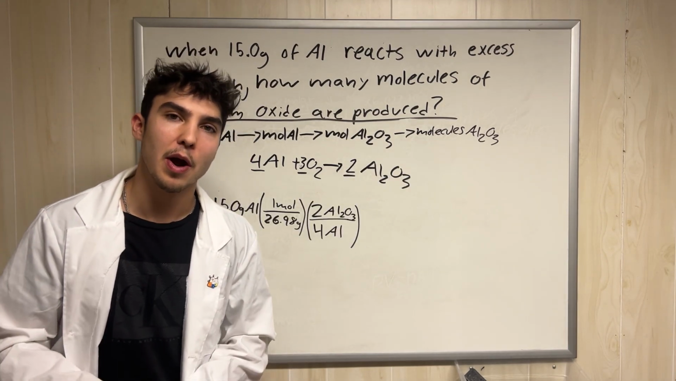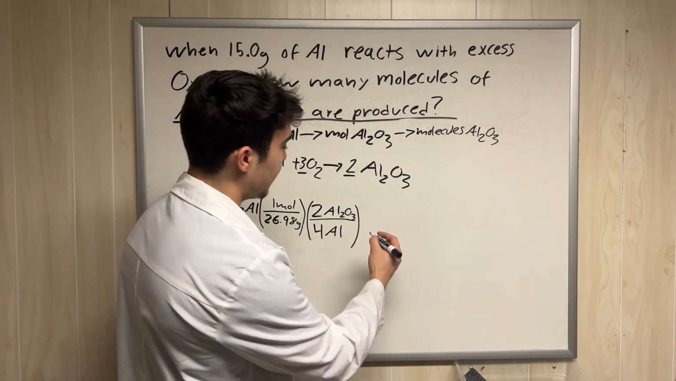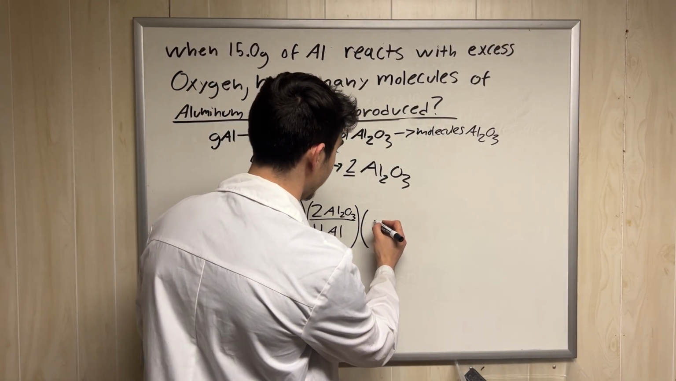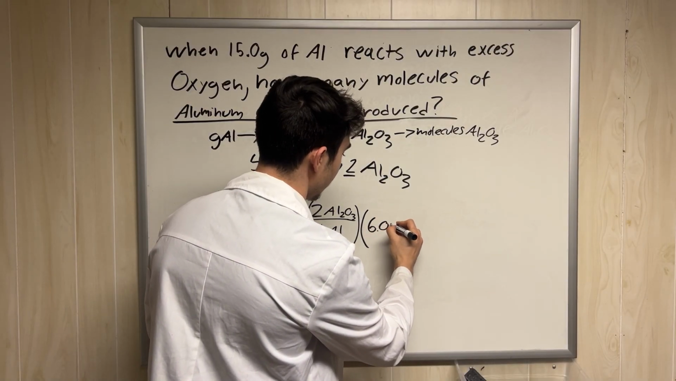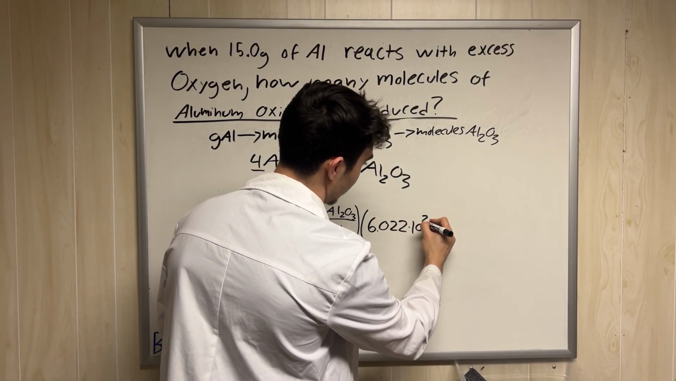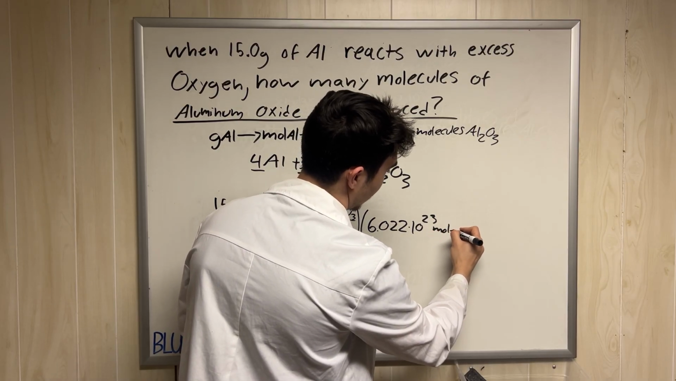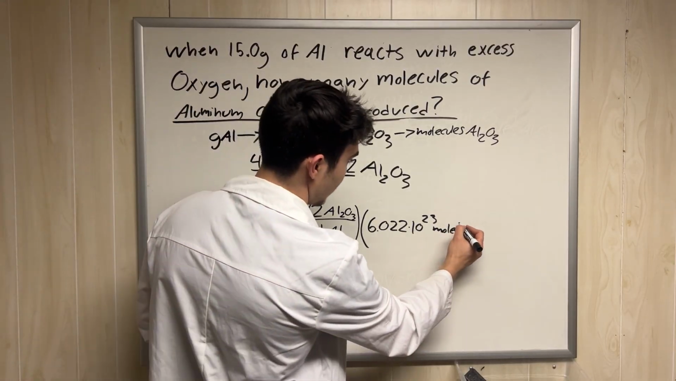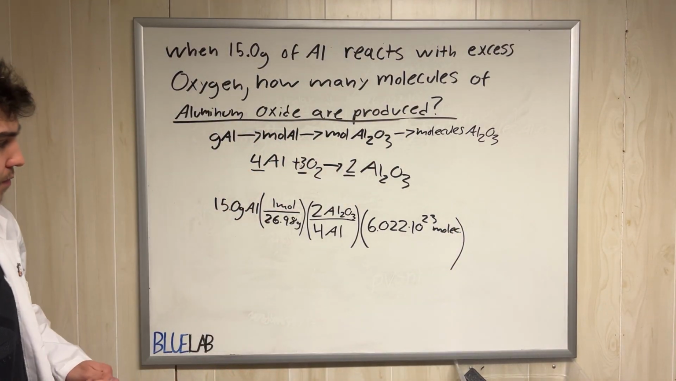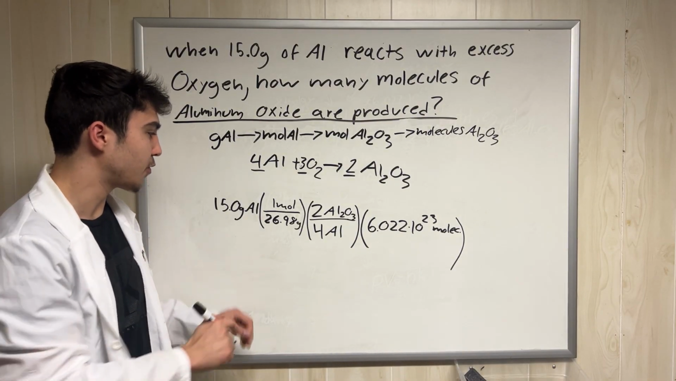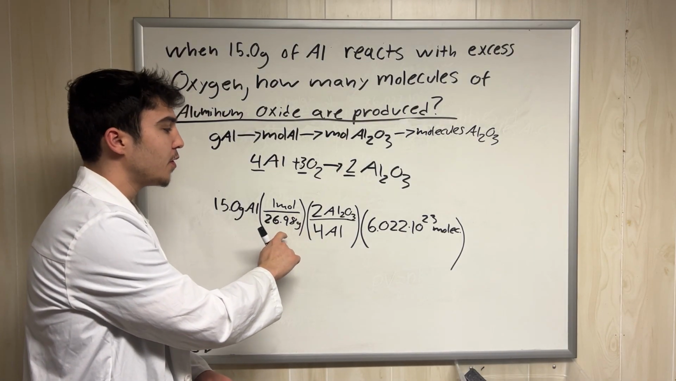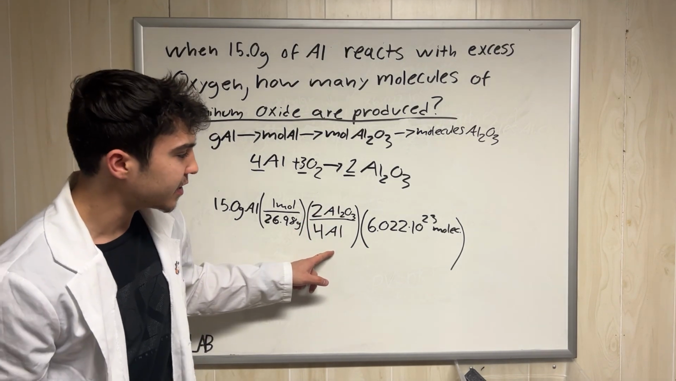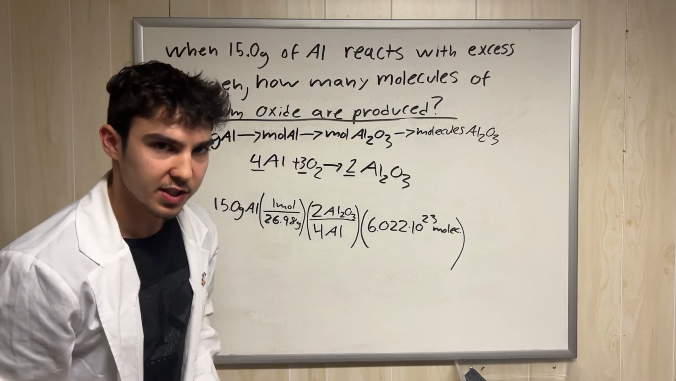Now look back at your mole map, and you're going to find, to do that, you have to multiply it by Avogadro's number. I'm going to spell molecules like that just for sake of saving room. Just a little bit of shorthand. Now we have grams to moles of aluminum to moles of aluminum oxide. And then once we have moles of aluminum oxide, we convert to molecules. So let's plug this into our calculators.